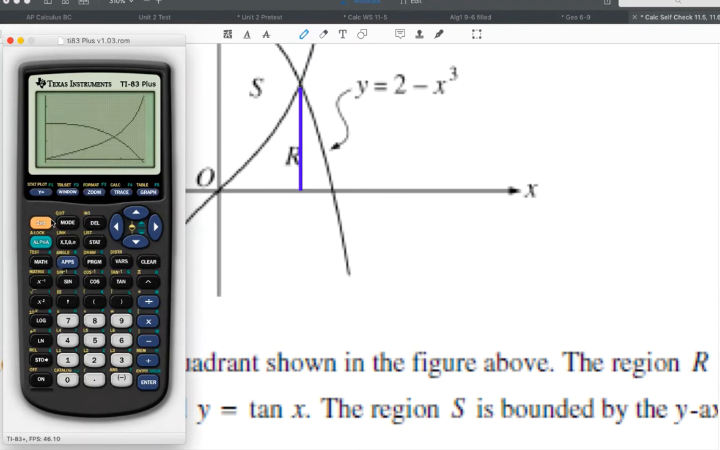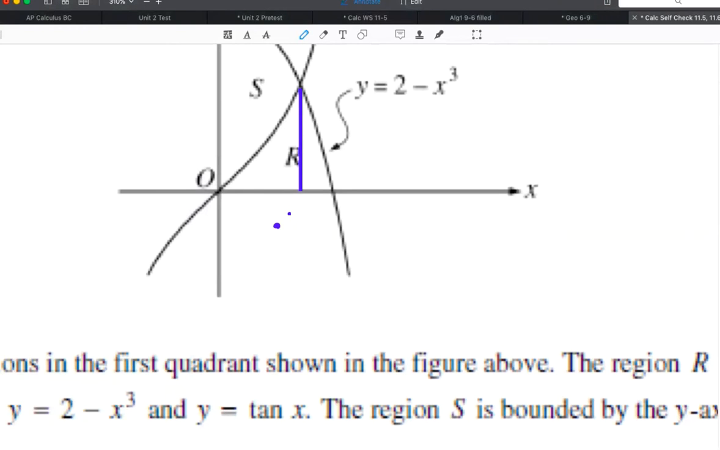So I want to find that intersection point, so I'm going to do second trace to calculate the intersect. So I hit 5, I hit enter, and I'm going to guess about 1.1, and I get 0.902. So let's come back in our notes and label this 0.902.